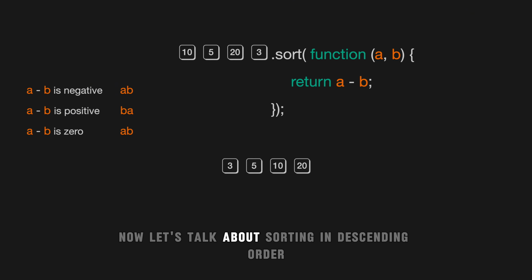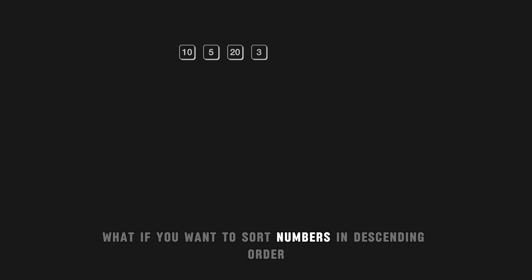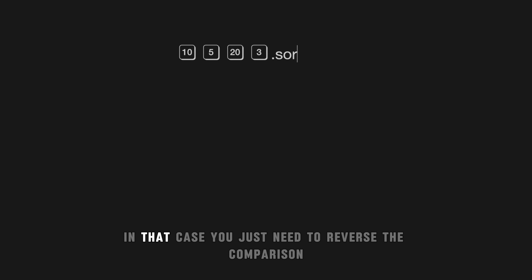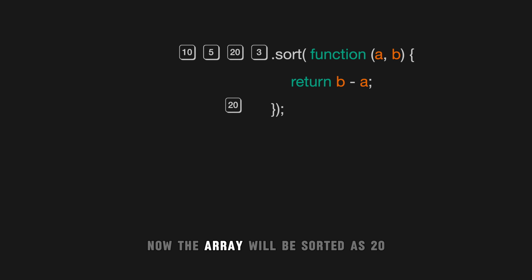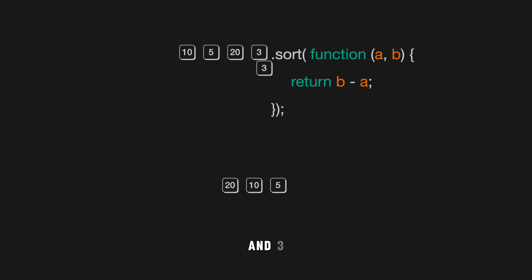Now, let's talk about sorting in descending order. What if you want to sort numbers in descending order? In that case, you just need to reverse the comparison. Now, the array will be sorted as 20, 10, 5, and 3.